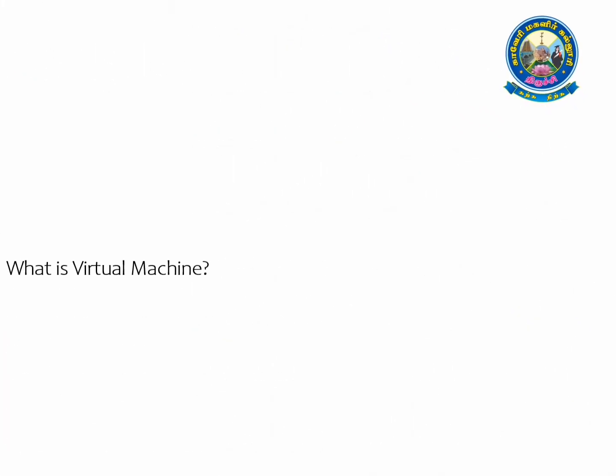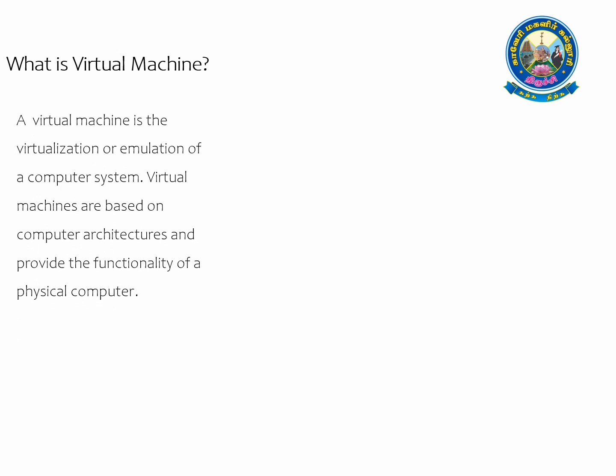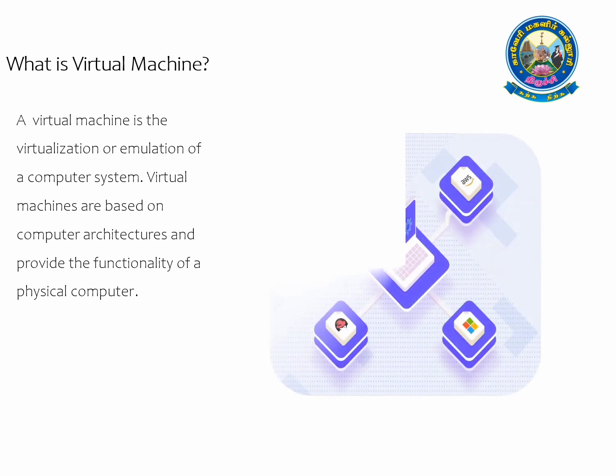What is a virtual machine? A virtual machine is the virtualization or emulation of a computer system. Virtual machines are based on computer architectures and provide the functionality of a physical computer. What exactly does a virtual machine mean? You can split the work, meaning one resource to another resource. If we have one resource, you can split the work into another.